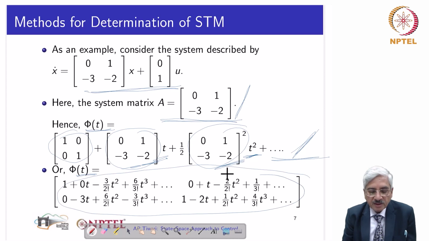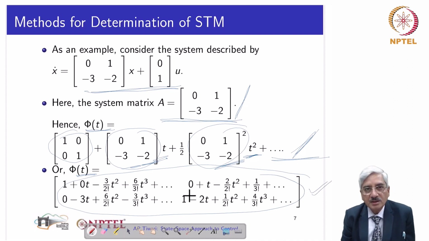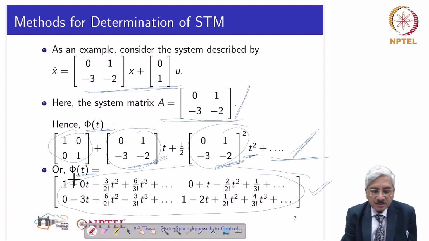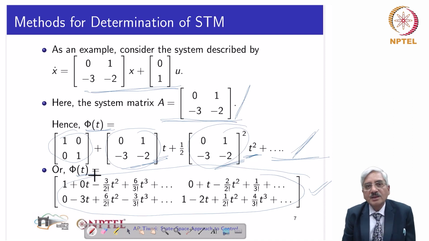So the way to verify whether the calculation is correct or not is to substitute t equal to 0 and to do a first check that phi(0) should be identity, which is happening here. So one can evaluate like this. As it was pointed out earlier, this phi(t) doesn't come in a closed form. This is not a closed form.